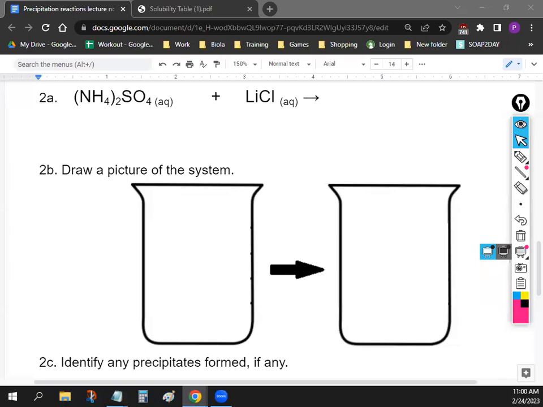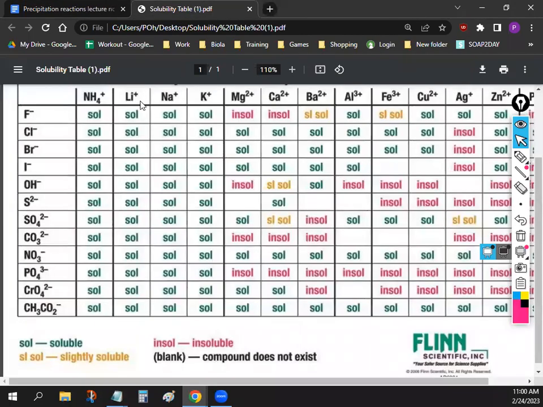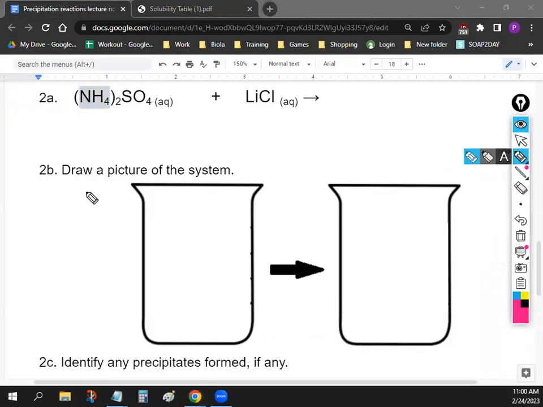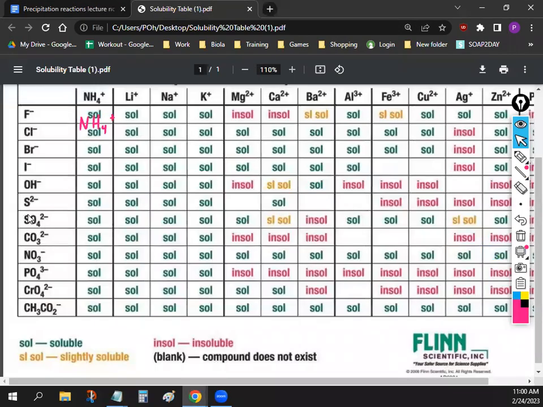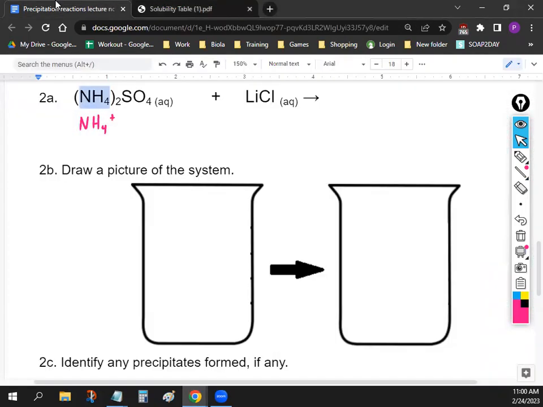Okay, guys. Hopefully you were able to see that for the first chemical, the positive ion is NH4+. You can see that right here. It's the first one right here, NH4+. I know that one's a little tricky because there's a 4 and all these numbers, but it's NH4+. The second one is SO4 2-, and it's right here. SO4 2-.